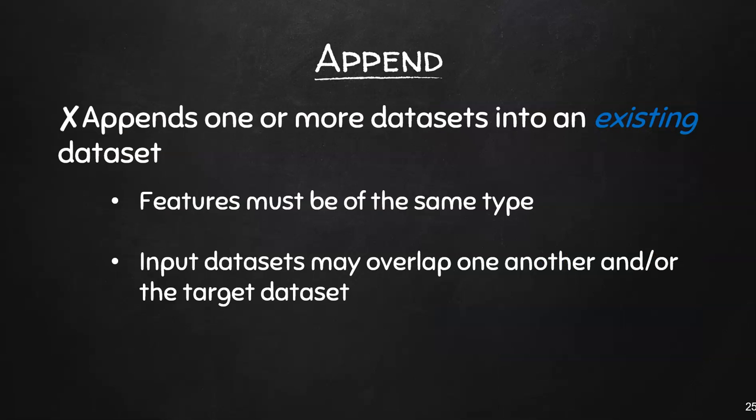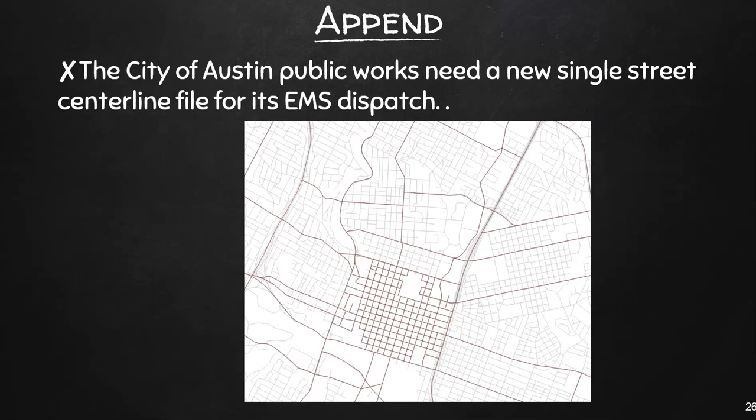So append is where you're going to append one or more attribute or data sets into an existing data set. So features must be of the same type. So when you're doing append, you have to append a polygon to a polygon, point to point, line to line. And the output data set may overlap one another or the target data set. So here, the City of Austin Public Works needs a single data set that has all the street line files for its EMS. So in this thing, we're going to append these two data sets together.